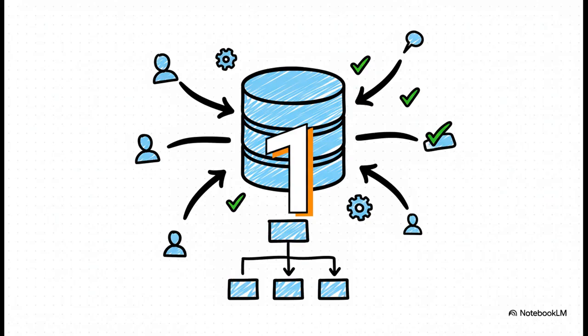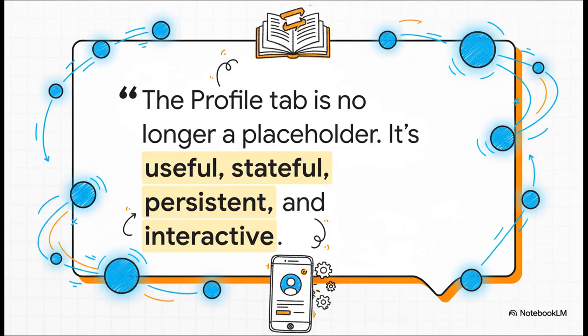And what did we really achieve from an architectural standpoint? The most important thing is this. We now have one single source of truth for all of our user data. That is a huge win. It makes our application so much more predictable, way easier to debug, and a whole lot simpler to build on in the future.